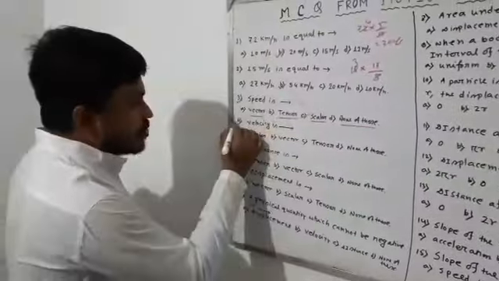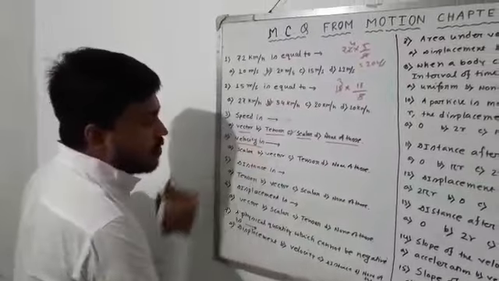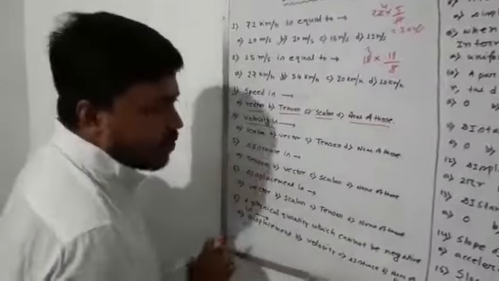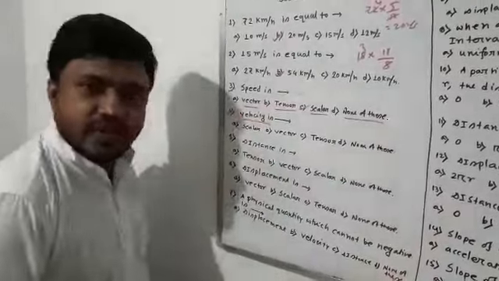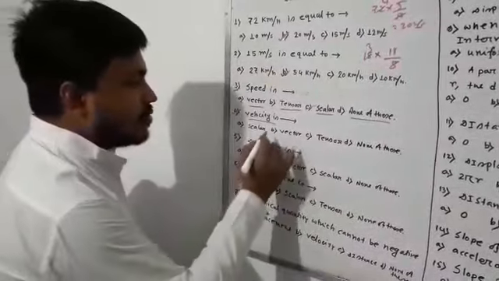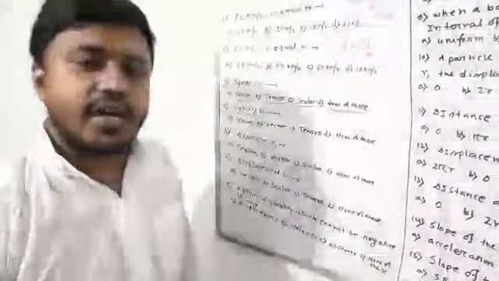Okay, the next one, students: velocity. Velocity is scalar quantity, vector quantity, tensor quantity, or none of these. Students, the starting letter is V. So without any hesitation you give the answer: velocity is vector quantity.